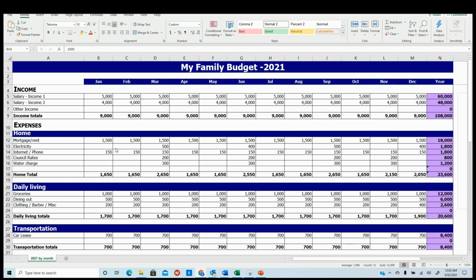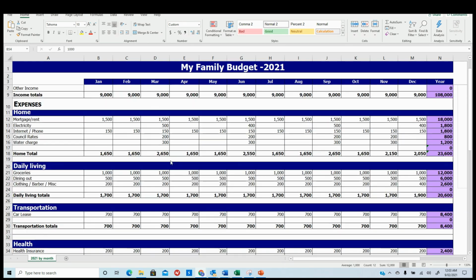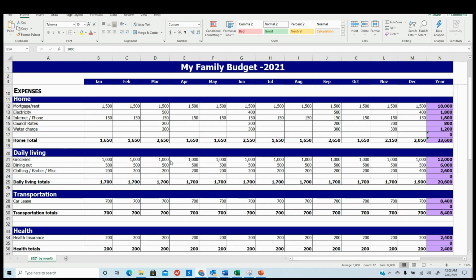For the expenses, you will note that we have put them into some categories, which makes it quite easy to follow. We've got the home expenses, where you have got the rental or your mortgage money, your electricity bill, your utilities bill, and so on. Then we've got your daily living, which predominantly is about your grocery and your food expenses. Then we've got a transportation category. This is where you can put your car lease or your costs for using public transport.